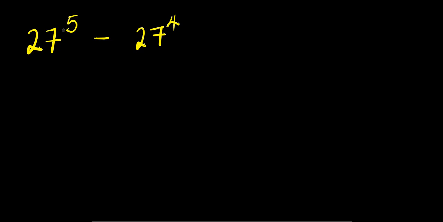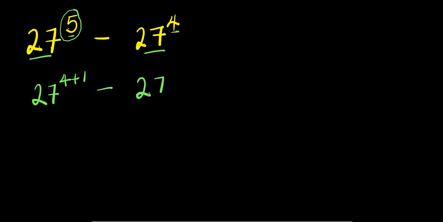Hello, how to evaluate with a calculator? This is 27 power 5 minus 27 power 4. Now, this 5, I can express as the summation of 4 and 1. I have 27 power 4 plus 1 minus 27 power 4. Now, when you have a power x plus y, this equals a power x times a power y.